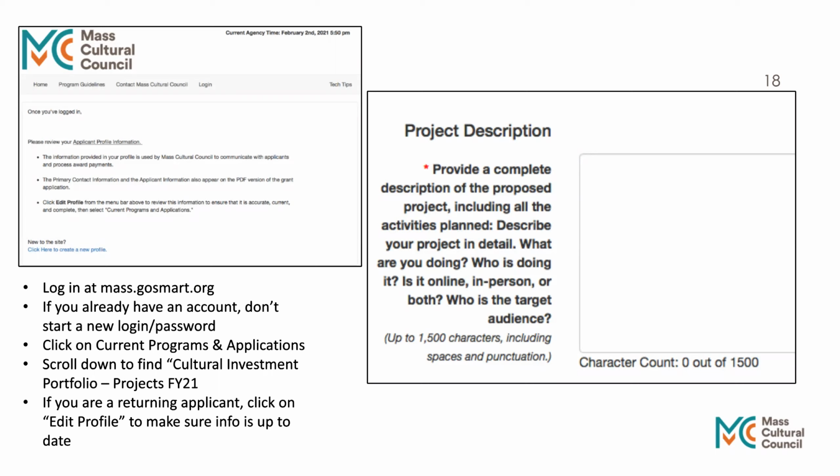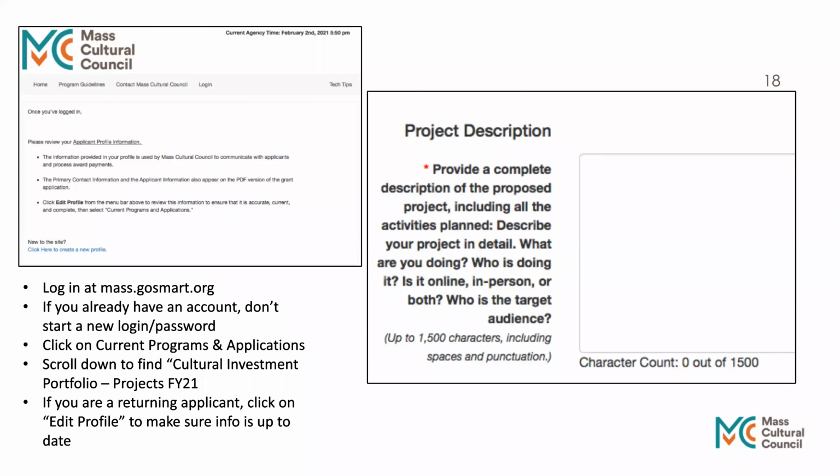When you log in, right below the Mass Cultural Council logo, you will see current programs and applications as one of the options. Click on that. You're going to see every program that Mass Cultural Council currently has open and accepting applications or reports. Scroll on down until you find projects for FY21. That's where you will find the questions for this particular program. When you log in, the first thing you should really do is click on Edit Profile. We've got a lot of organizations that have had staff turnover, new email addresses, new physical locations. Please make sure that all of our information is up to date.